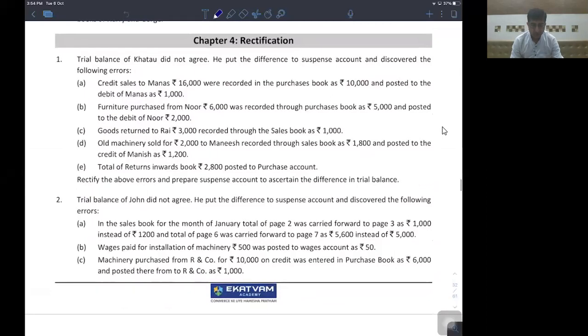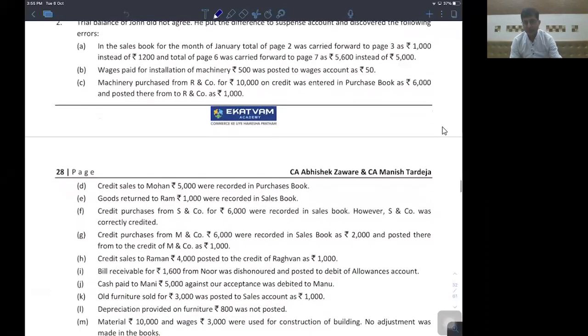Drushti, if I'm talking about the second question, we should be focusing on the second question only.